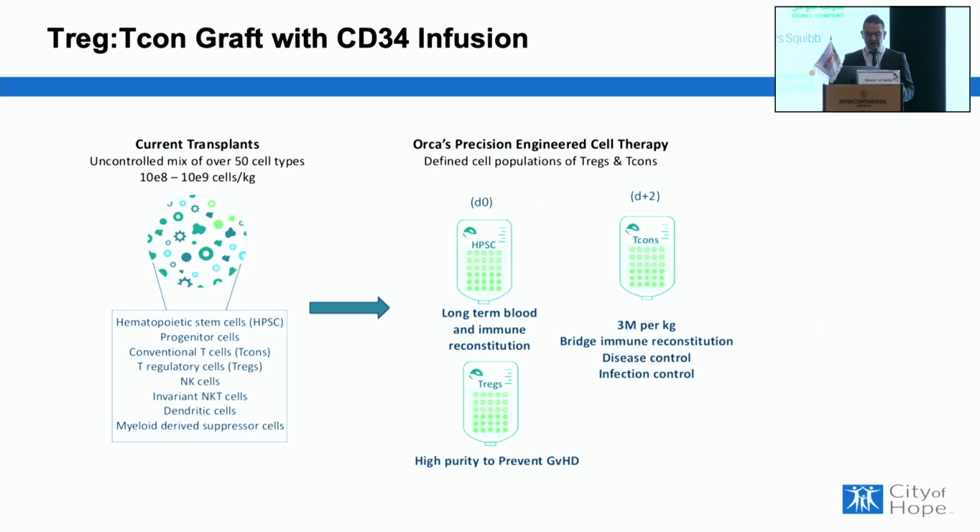Another recent advance that has been a little more focused on in the last couple of ASH meetings is the Tregs T-cons approach. In this approach, Tregs are infused with CD34-depleted stem cells on day 0, to allow Tregs to expand and to prevent GVHD. Then 2 days later, T-cons, which is similar to the donor lymphocyte infusion, just regular T cells, are given on day 2 to allow prevention of infection and relapse.